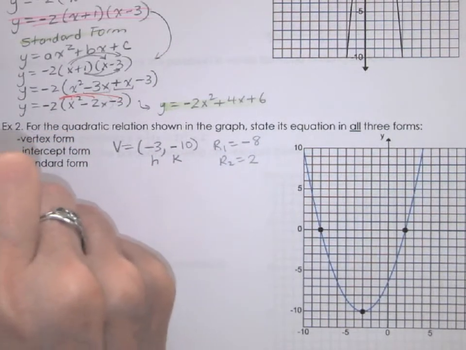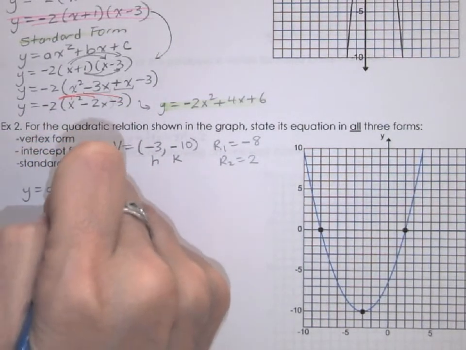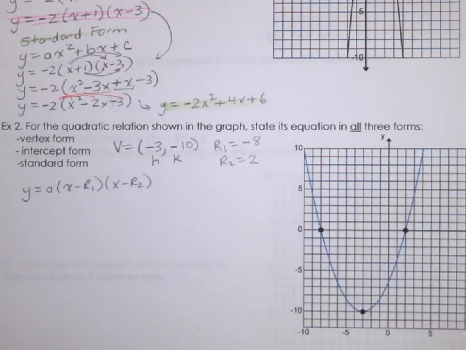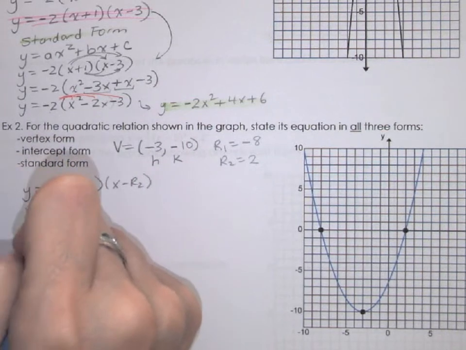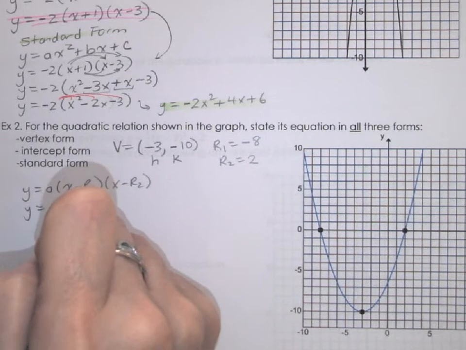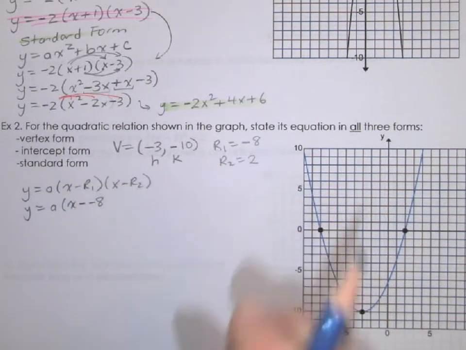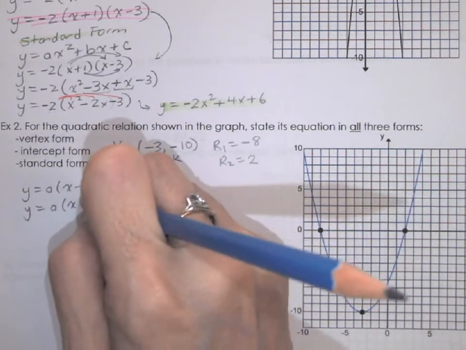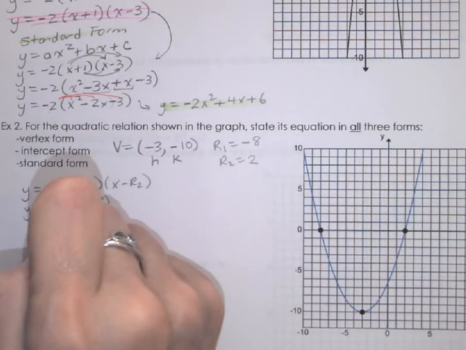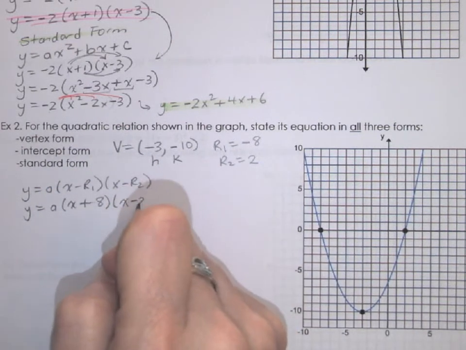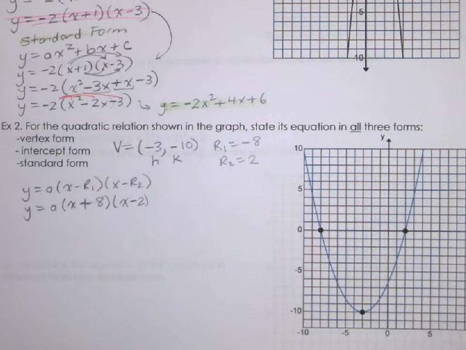So the general formula for intercept form looks like this. If I substitute in the x-intercepts, I would be substituting in R1 to be negative 8, so I'd have minus negative 8, which hopefully you're getting comfortable with, would actually make x plus 8. And then x minus 2. So you can see we've got most of the intercept form there, but we don't know the a value, and that's what we want to find.